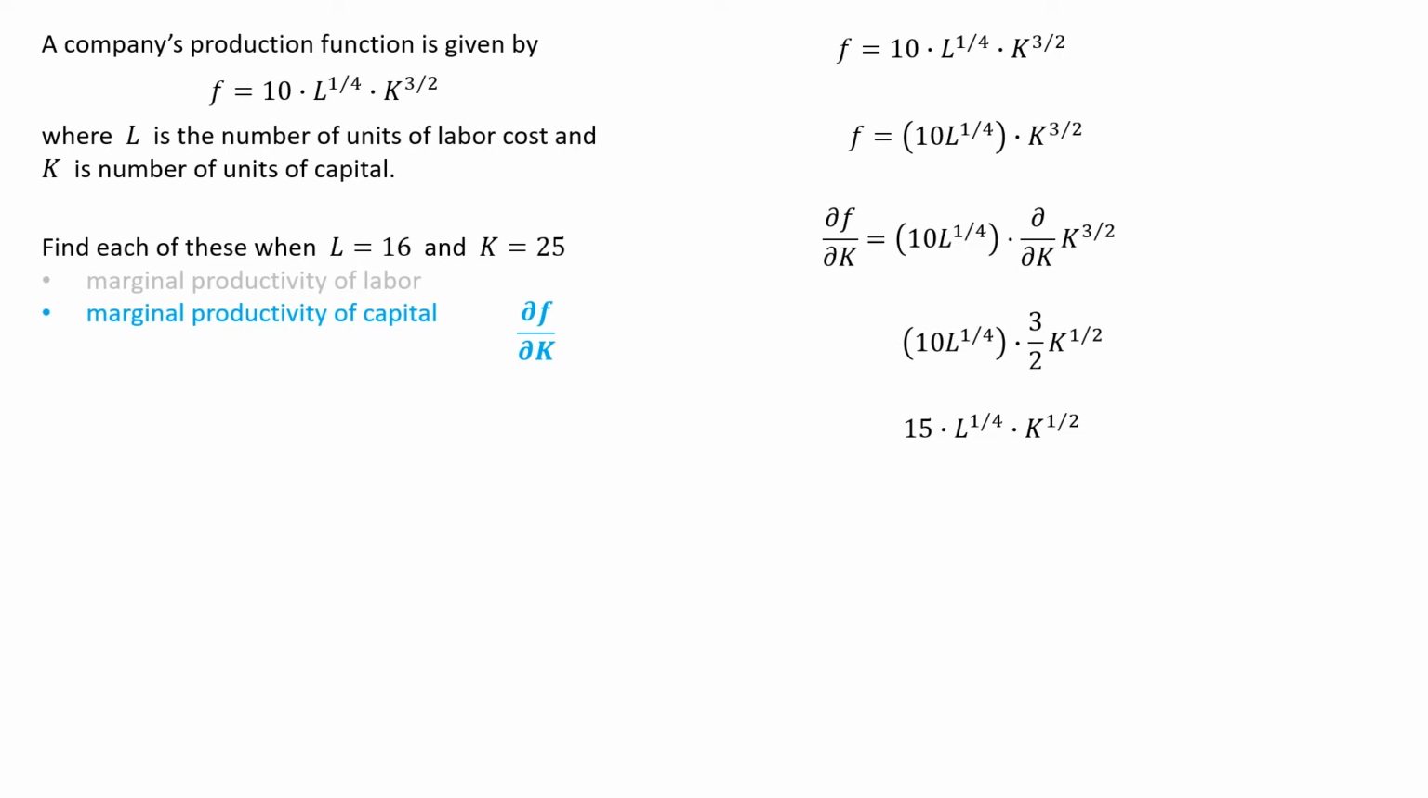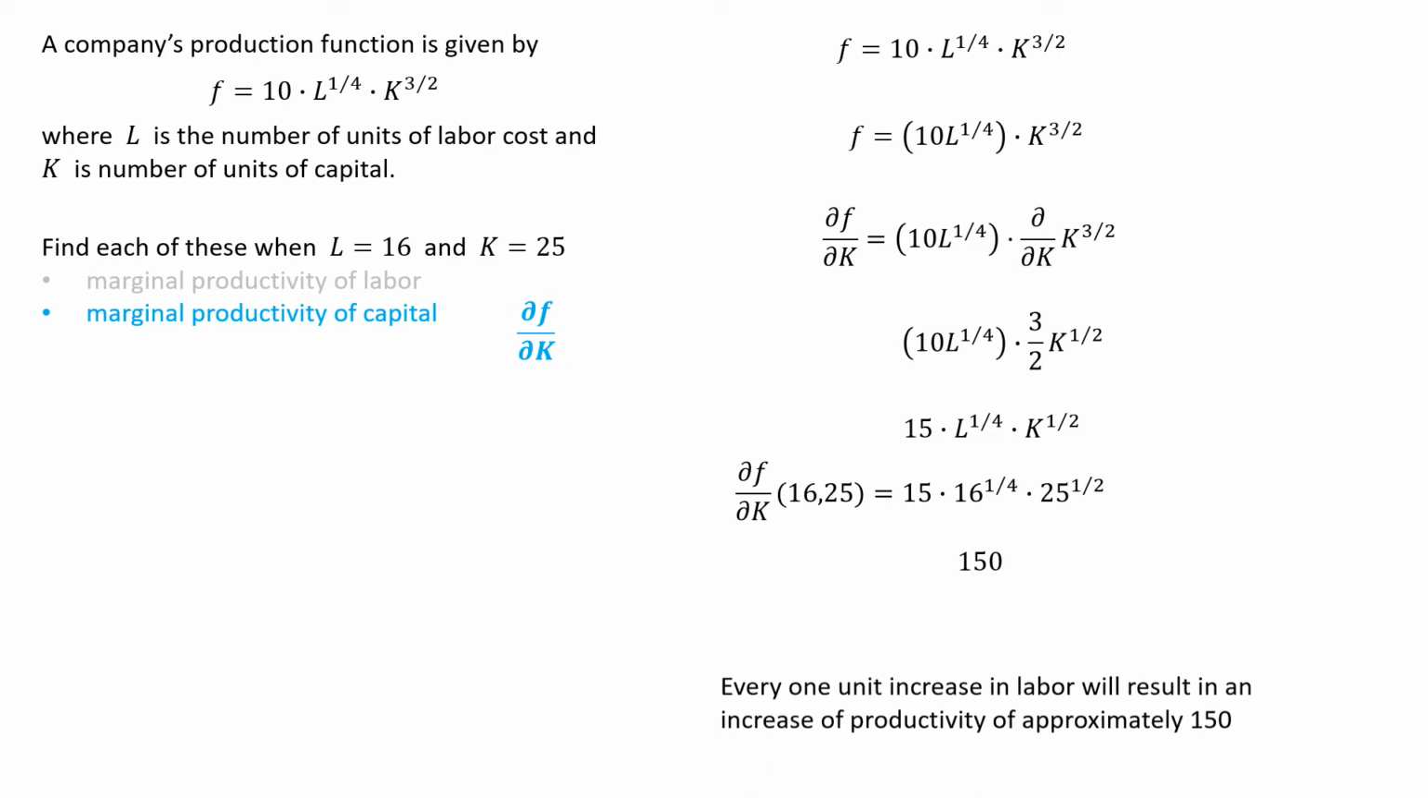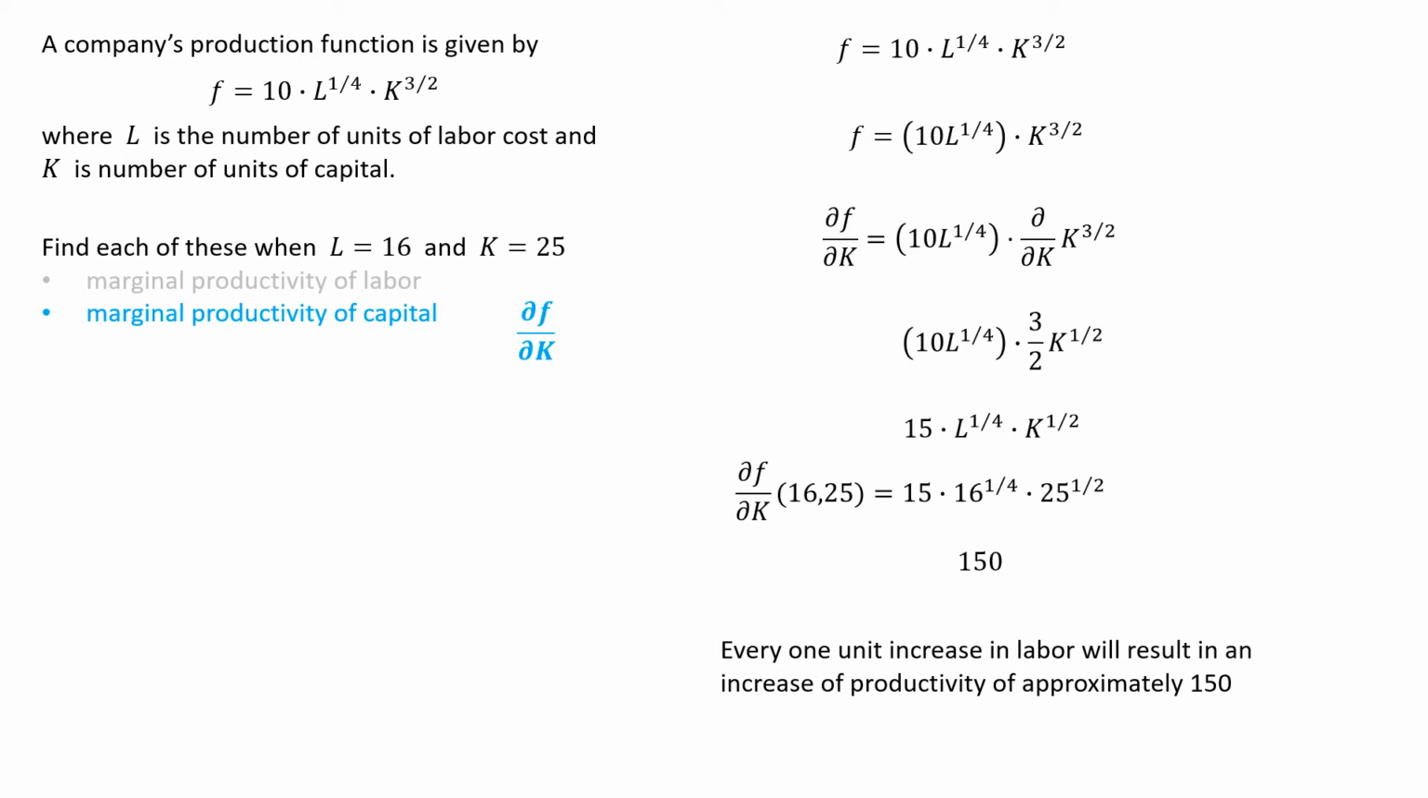We're asked to find that partial derivative for specific values of L and K. Plugging those in and simplifying gives us 150. That's the answer to the question numerically, but what does it mean? You may want to hit pause and read this. Remember, a derivative is a rate of change of one quantity with respect to another. So the partial derivative of f with respect to K being 150 means every time K goes up by 1, f is going up by 150. And that's essentially what the sentence at the bottom of the screen is indicating.